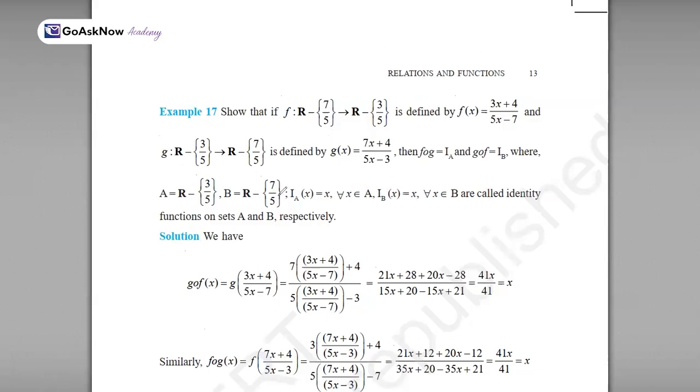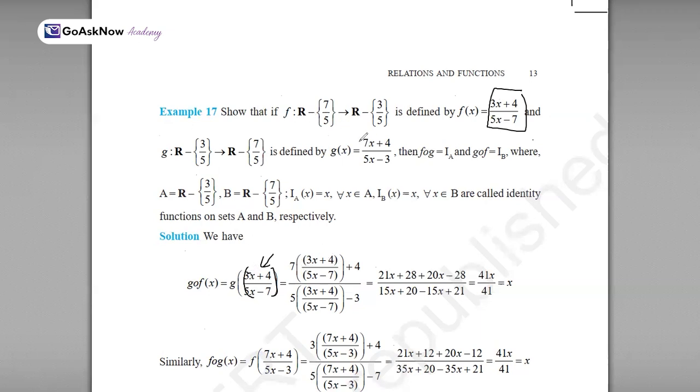So we have here g∘f(x), which is what? g of f(x). And what is f(x) here? That is equal to (3x + 4)/(5x - 7). So I will put inside this g of f(x) the f(x) value, that is (3x + 4) upon (5x - 7). And now I will find the g of this.